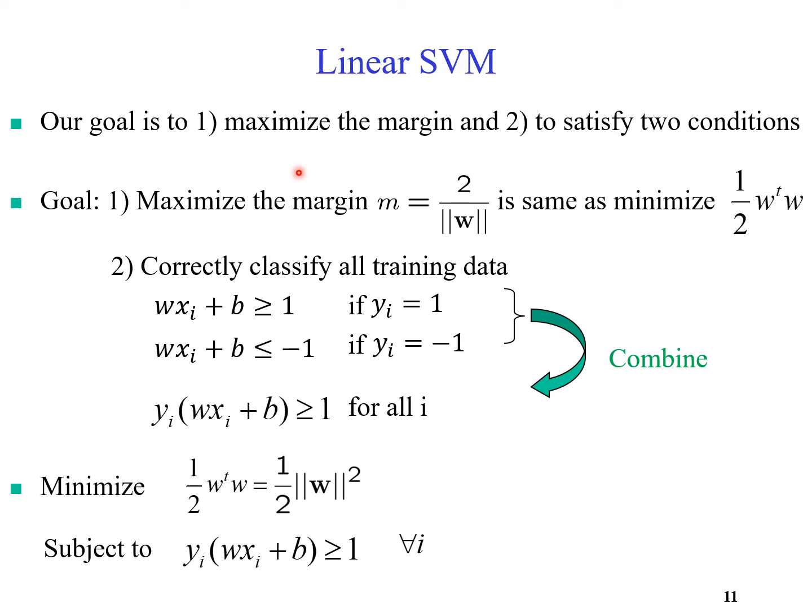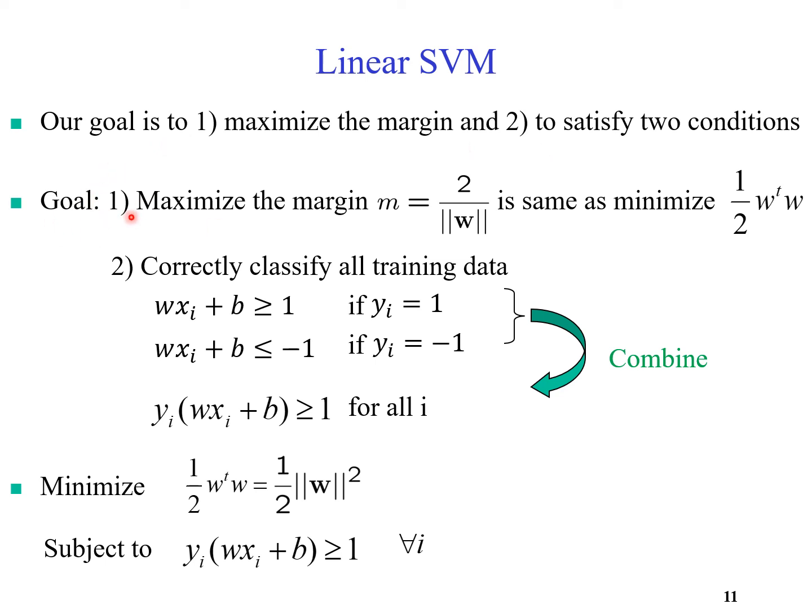Now let's summarize the goal of SVM learning. The first goal is to find a line which maximizes the margin. The second goal is to satisfy the two conditions we have seen in a previous slide. Actually, these two conditions became one inequality formula in the last slide. So these are the formulas of these goals.